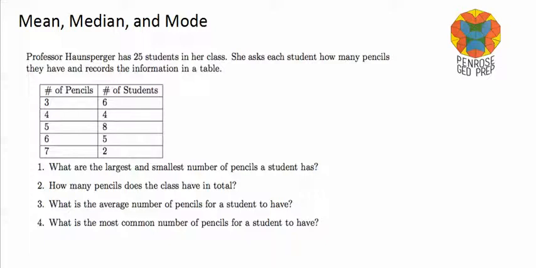Our first question asks us to find the largest and smallest number of pencils that a student has. We can see from our table that the smallest number of pencils that a student has is 3. And the largest number of pencils that any student has is 7. So let's see, our largest number is 7 and our smallest number is 3.